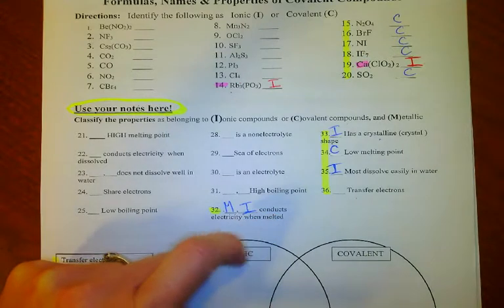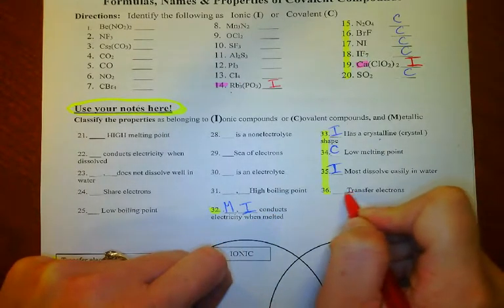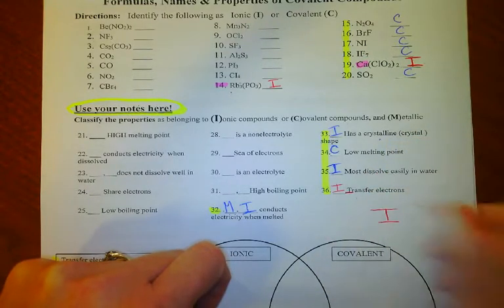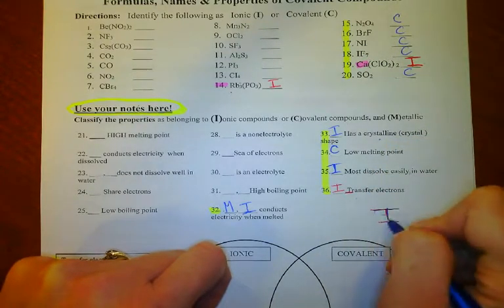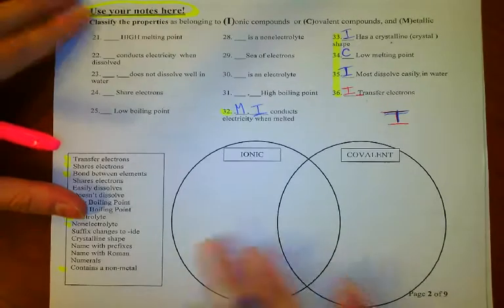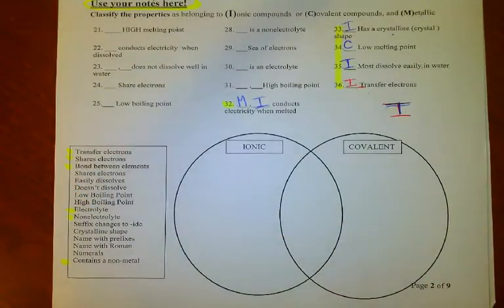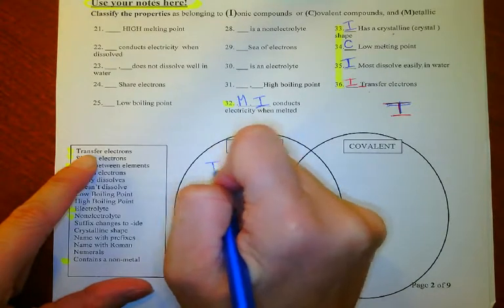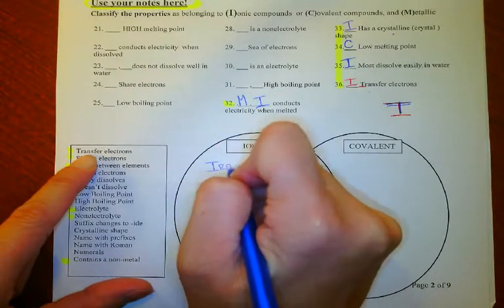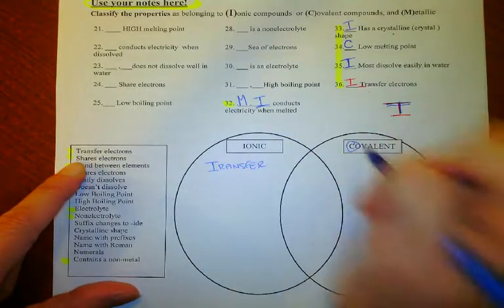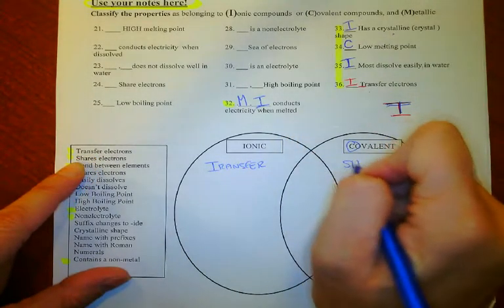Transfer. So look at that T right there. If you go like that, now it's an I for ionic. So ionic things will transfer electrons. That's so important. At the bottom, comparing and contrasting, just for our notes. Transfer electrons. That's ionic. T, right? Because there's the I. T-R-A-N-S-F-E-R. Transfer. And then sharing is caring. C. Shares.